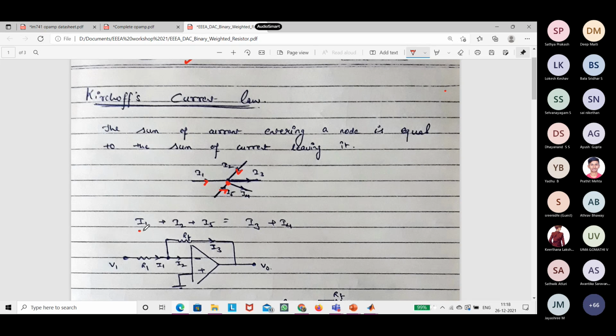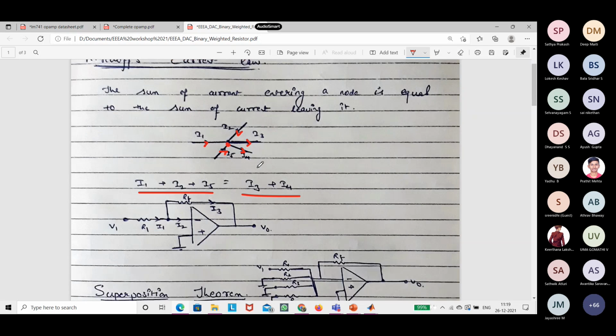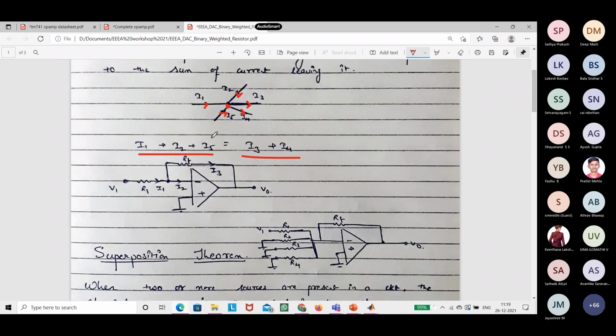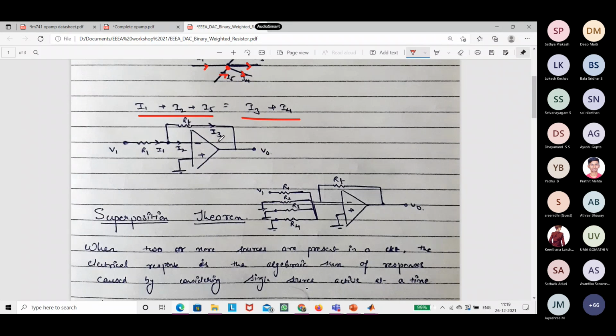So we'll sum those up, and that should be equal to the current leaving the node, that is I3 and I4. That is what is stated here. So that is Kirchhoff's current law. Then in the op-amp, as I said, the current at the input terminals is treated as zero because there is a very high resistance over here, that is Ri.